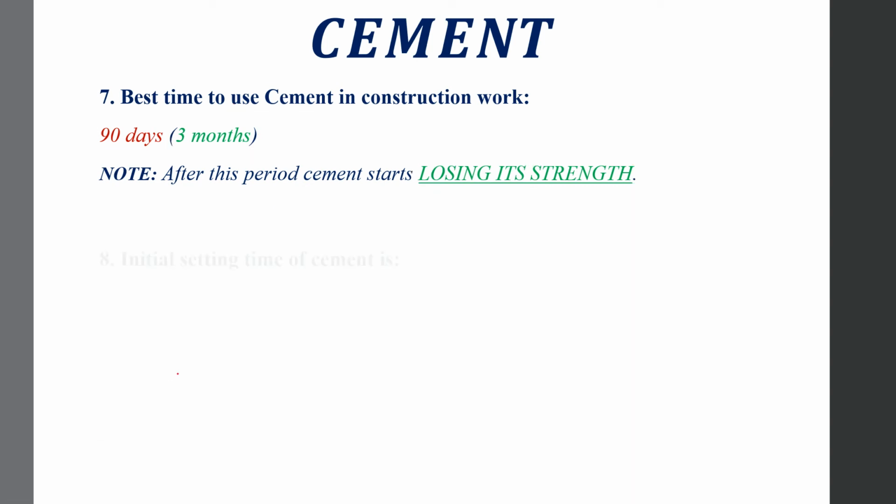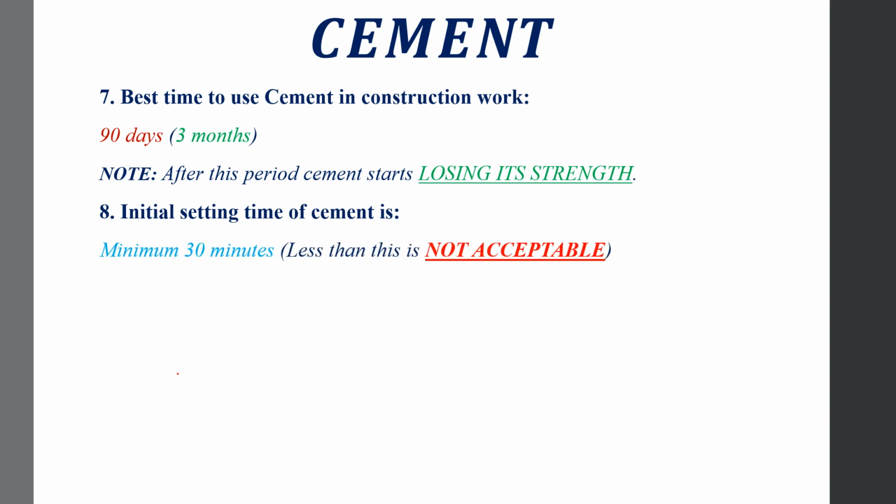Now, the eighth property of cement is the initial setting time of cement. This is a very important property because it decides the transportation and pouring of concrete from one point to another point. So the initial setting time of cement is required to be 30 minutes minimum. It means that any cement sample which gives an initial setting time of less than 30 minutes will be classified as bad cement, not good for construction work. Less than this is not acceptable.